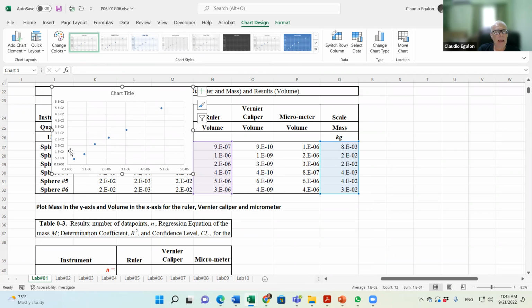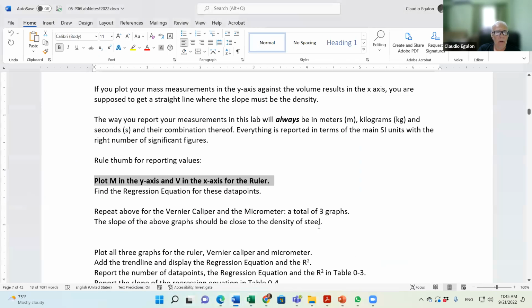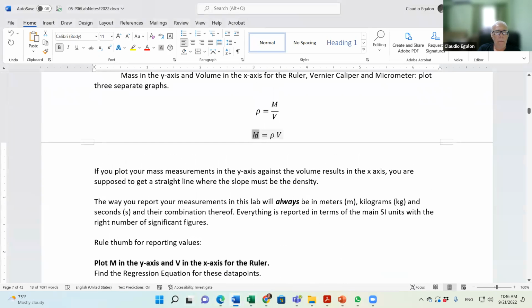Because it looks like a straight line, the slope of this line should be very close to the density of steel. Going back to the equation that you saw right in here. Okay, so here you go. Mass in the y-axis, volume in the x-axis. Here's the slope of your equation.